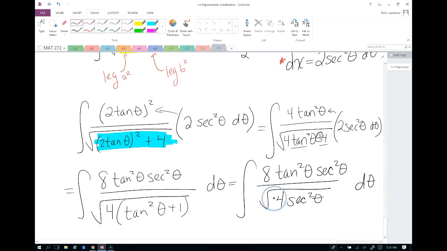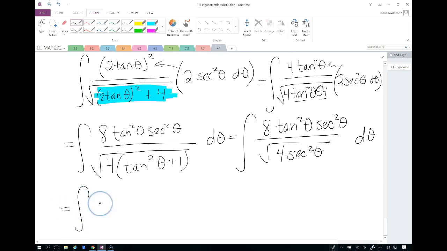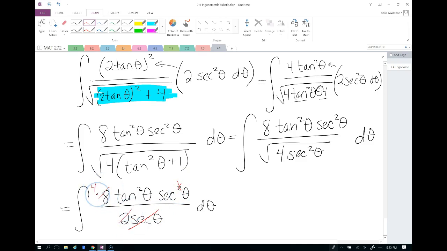And now that the addition is gone, we can just take the square root of each piece under our square root. Which is 2 secant theta, d theta. And we've got some things that can cancel here. I've got a secant in the bottom, and I've got some in the top. And then between the 2 and the 8, I can simplify that to just a 4. And now what we have is 4 tan squared theta secant theta, d theta.